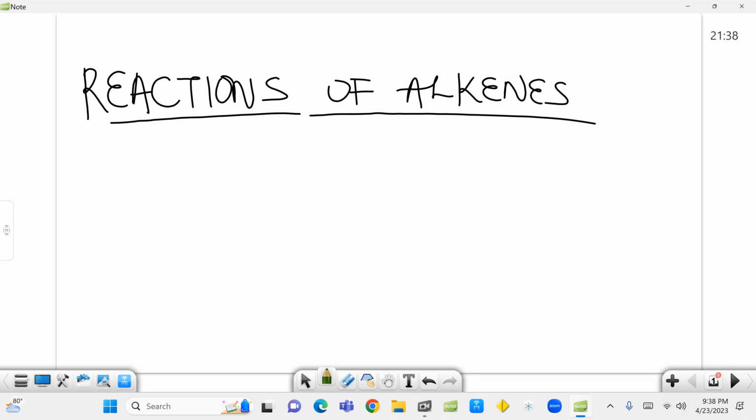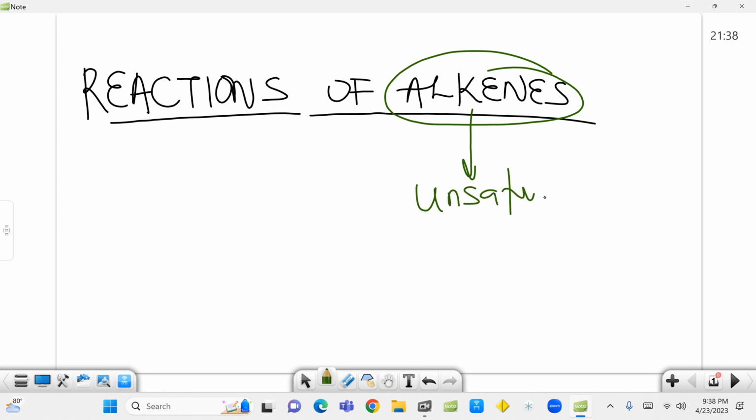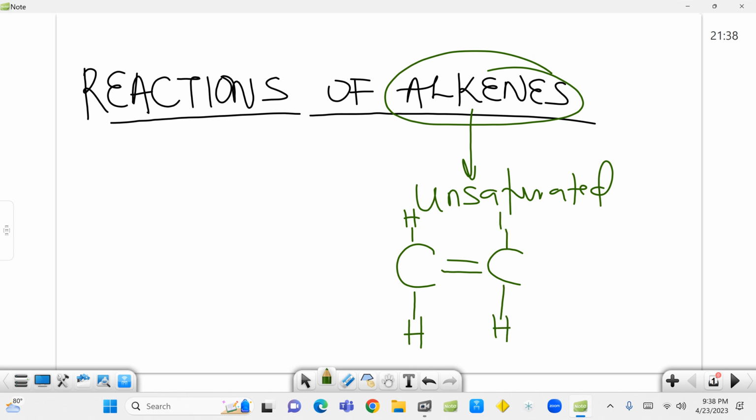Okay, we are moving on with our series of organic chemistry, and this time we are looking at reactions of alkenes. Alkenes generally are unsaturated substances. Okay, this simply means that alkenes have at least a double bond between carbon to carbon atoms. All right, the simplest alkene has two carbon atoms and 4 hydrogen atoms.